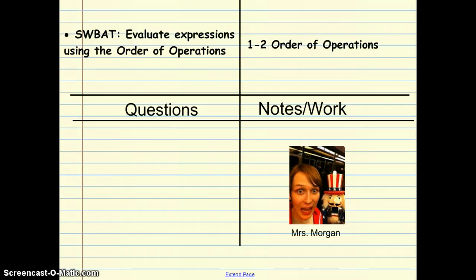Hi students, this is Mrs. Morgan with Chapter 1, Section 2, Order of Operations. After this lesson, you will be able to evaluate expressions using the order of operations.